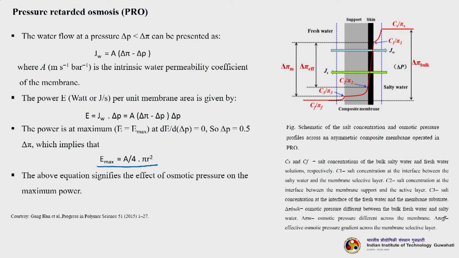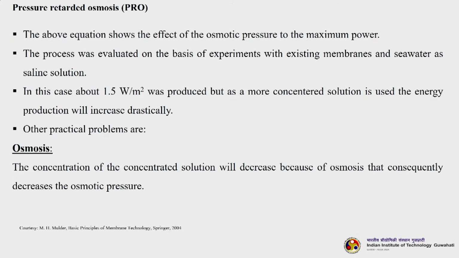This is the schematic of the salt concentration and osmotic pressure profiles across the asymmetric composite membrane operated in a PRO system. You can refer to it later on. The above equation shows the effect of osmotic pressure on the maximum power. The process was evaluated on the basis of experiments with existing membranes and seawater as the saline solution. In this case about 1.5 watt per meter square was produced, but if a more concentrated solution is used, the energy production will increase drastically.